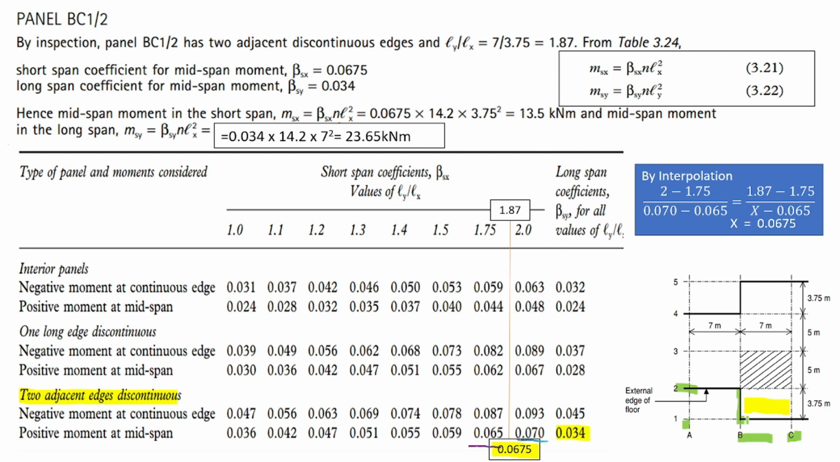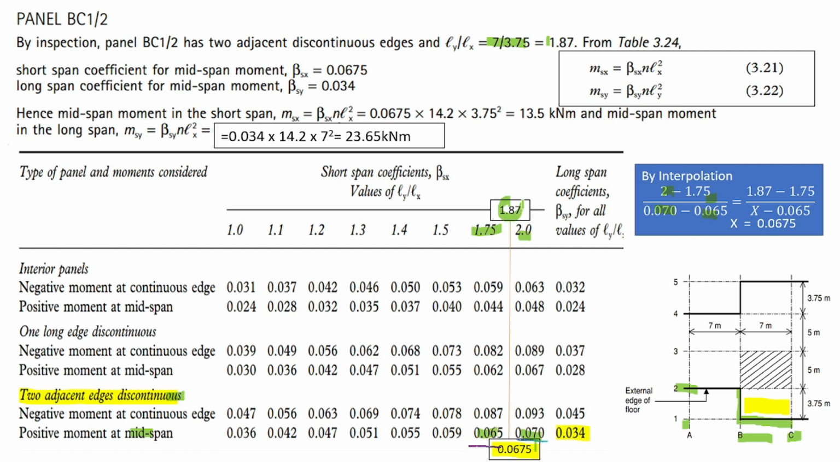Now for example BC12, where's BC? BC12, so two edges are discontinuous. So this is the one. Here, negative moment. In this case, you take ratio and proportion because your ratio of long span over short span is 1.87. So this is somewhere here, so you can have 2 minus 1.75. The value of 2 is 0.07. We are talking about positive moment, meaning it is at the mid span. So 0.07, and then this one is 0.065.